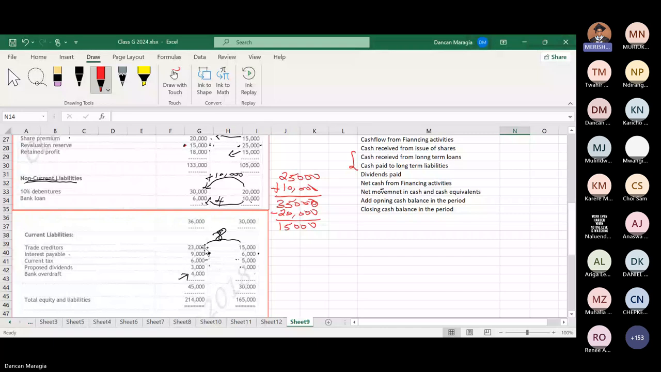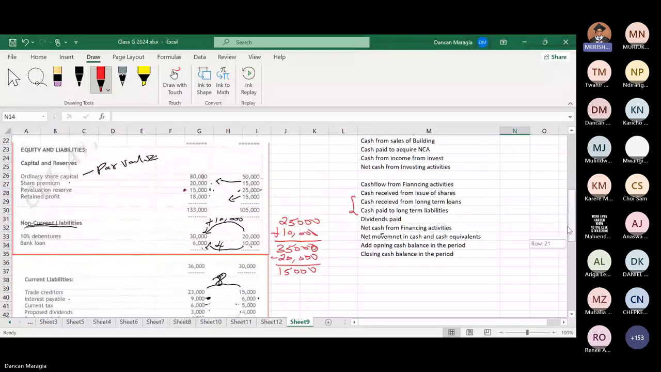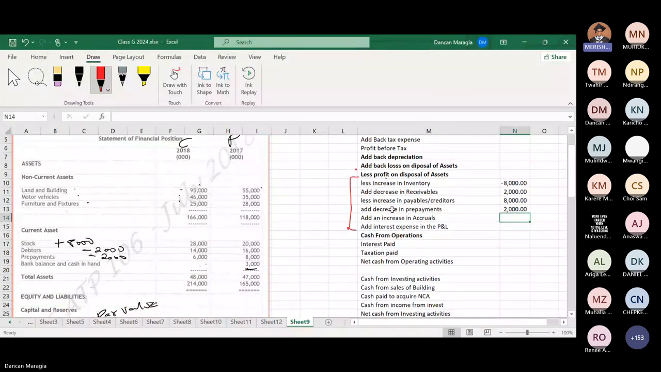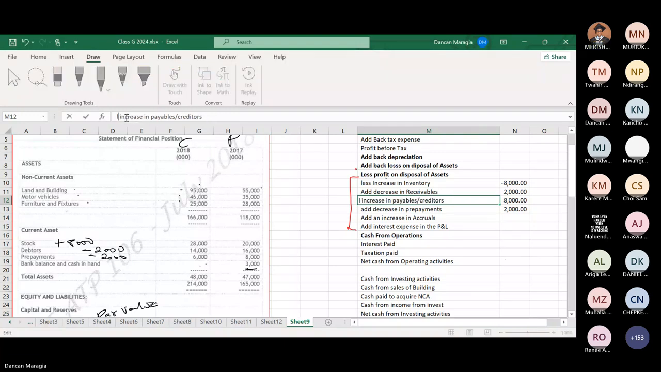Mwalimu, a minor correction. Yes. On the worksheet, you add increase in payables, but you have written less. Some of my colleagues might not be present, so once you're sharing the worksheet, it might become problematic. Sure, add increase in payables. Thank you. We said add increase in payables. Good.